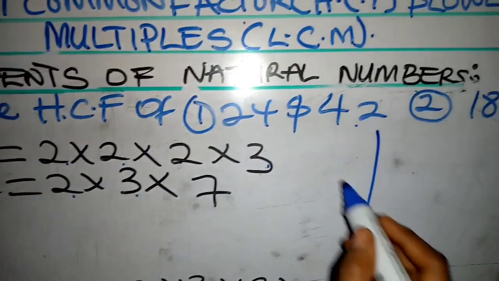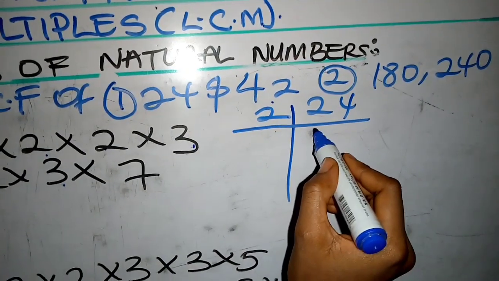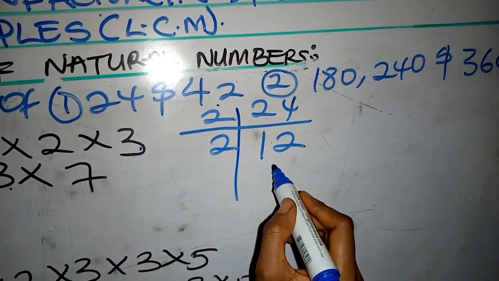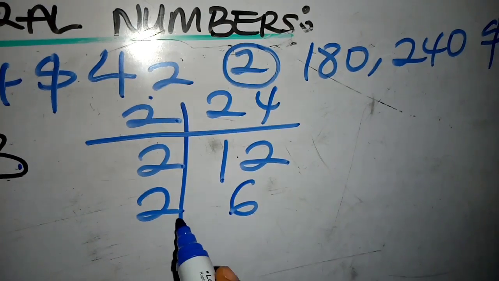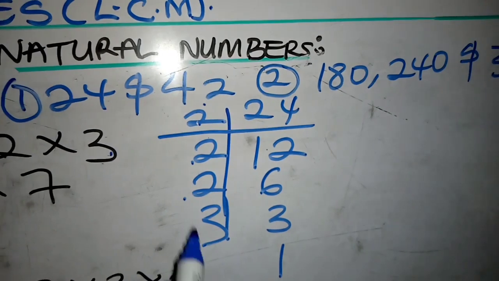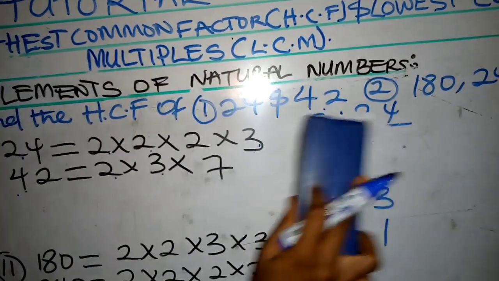Let me show you the procedure. 24 divided by 2 is 12. 12 divided by 2 is 6. 6 divided by 2 is 3. 3 divided by 3 is 1. So we have 2, 2, 2, and 3. That's how we got this. The same applies to 42 also.